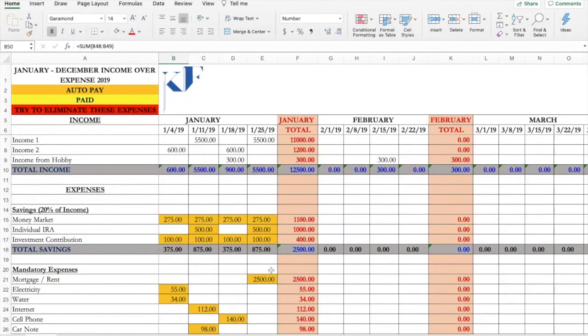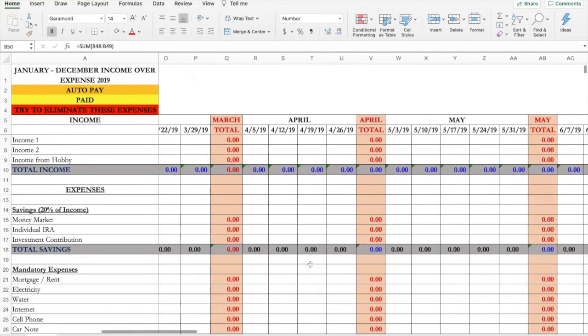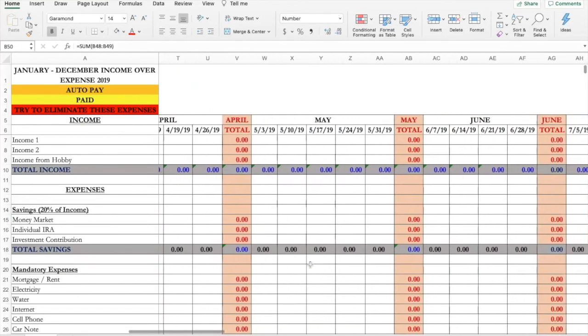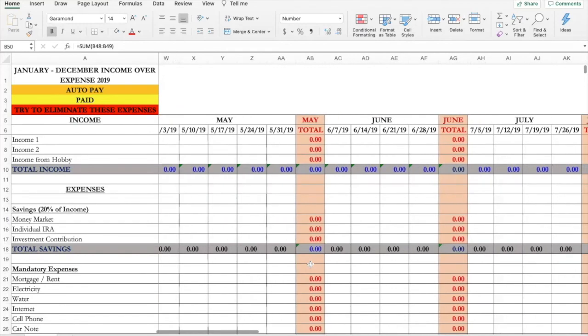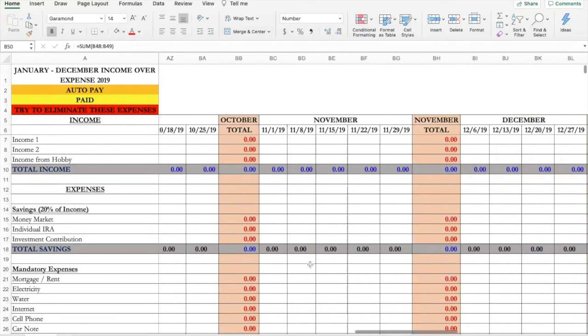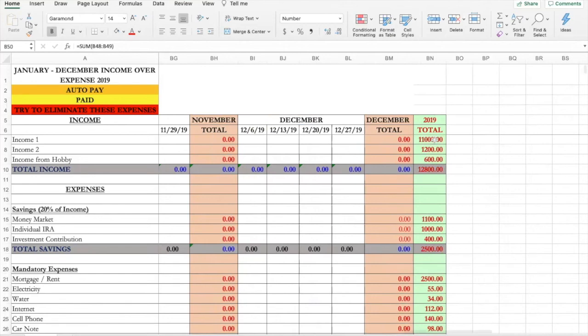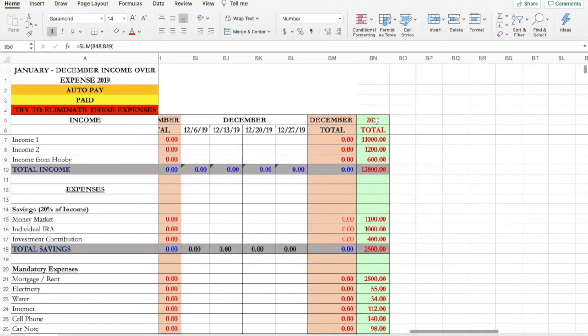Having a budget has helped me so much over the past years, and I just want to scroll over. You see, I have each month, I have the color codes, I have each week showing, and then at the end of the year, I have a total. So this is one section that I want to show you. I have a total for 2019.